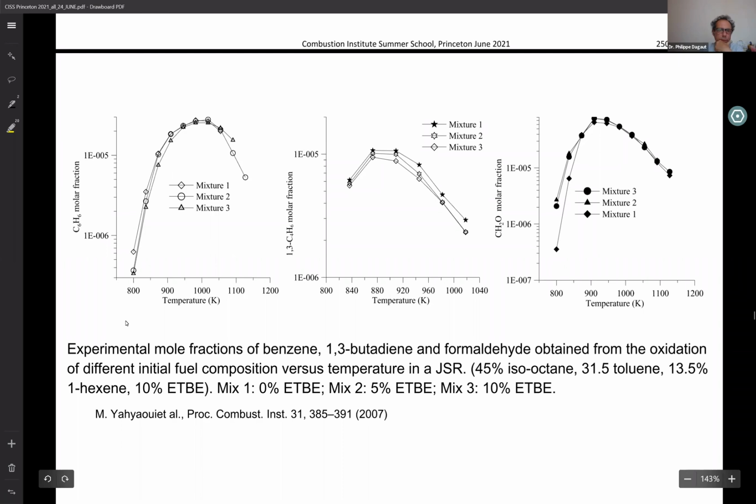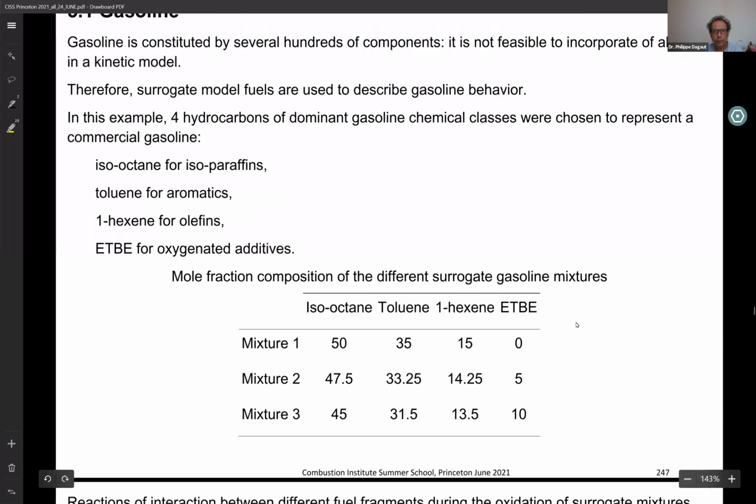So you can see that the mole fraction of benzene is relatively similar in the three model fuels that we use, although there is more difference at the lower temperature range of the study. Same thing here for the formation of formaldehyde. So mixture one, go back. Mixture one is a mixture containing only isooctane, toluene, and hexene.